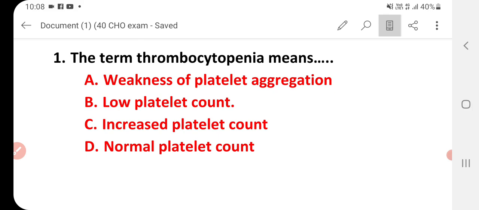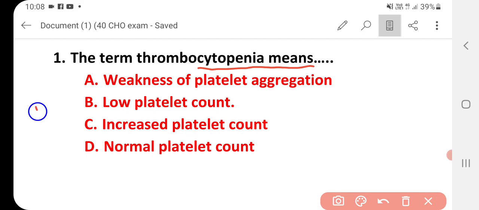Let's start with the first question. The term thrombocytopenia means, so what is the meaning of thrombocytopenia? A weakness of platelet aggregation, low platelet count, increased platelet count, normal platelet count. So the term thrombocytopenia means a low platelet count. A low platelet count is called thrombocytopenia. Option B.